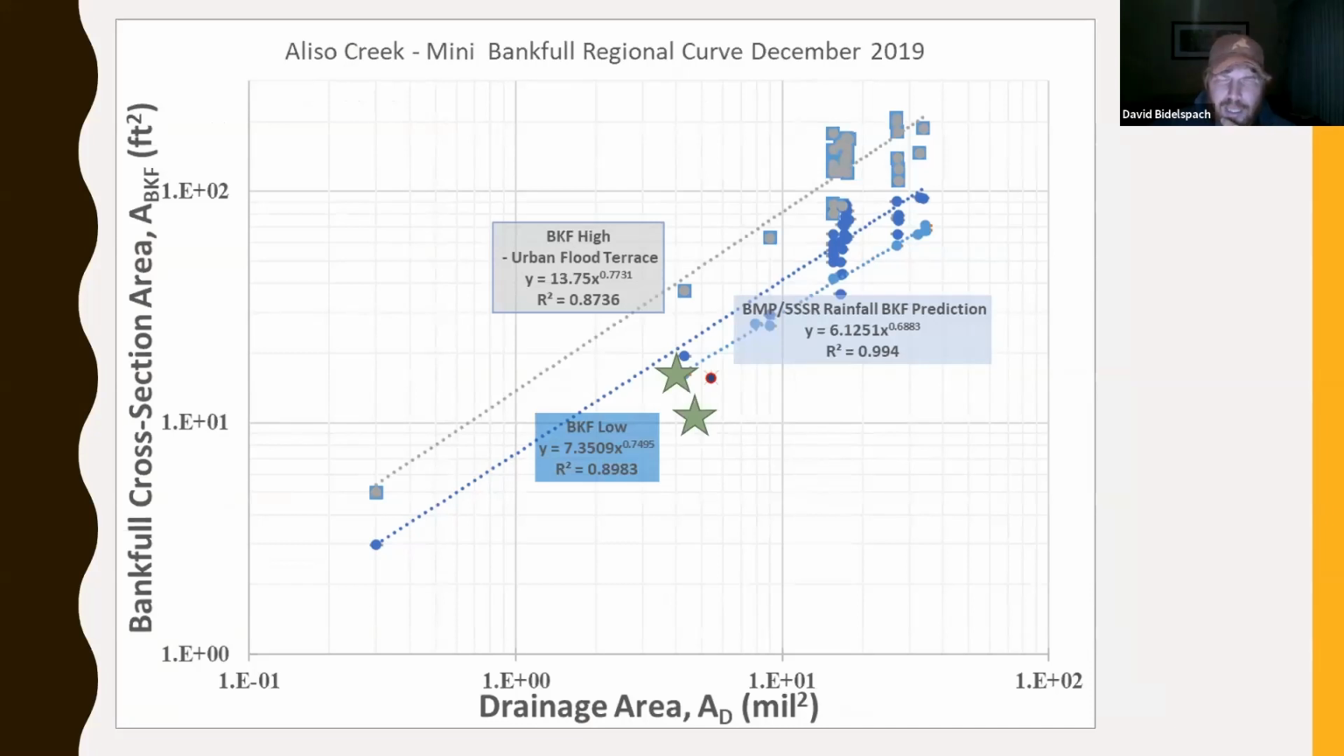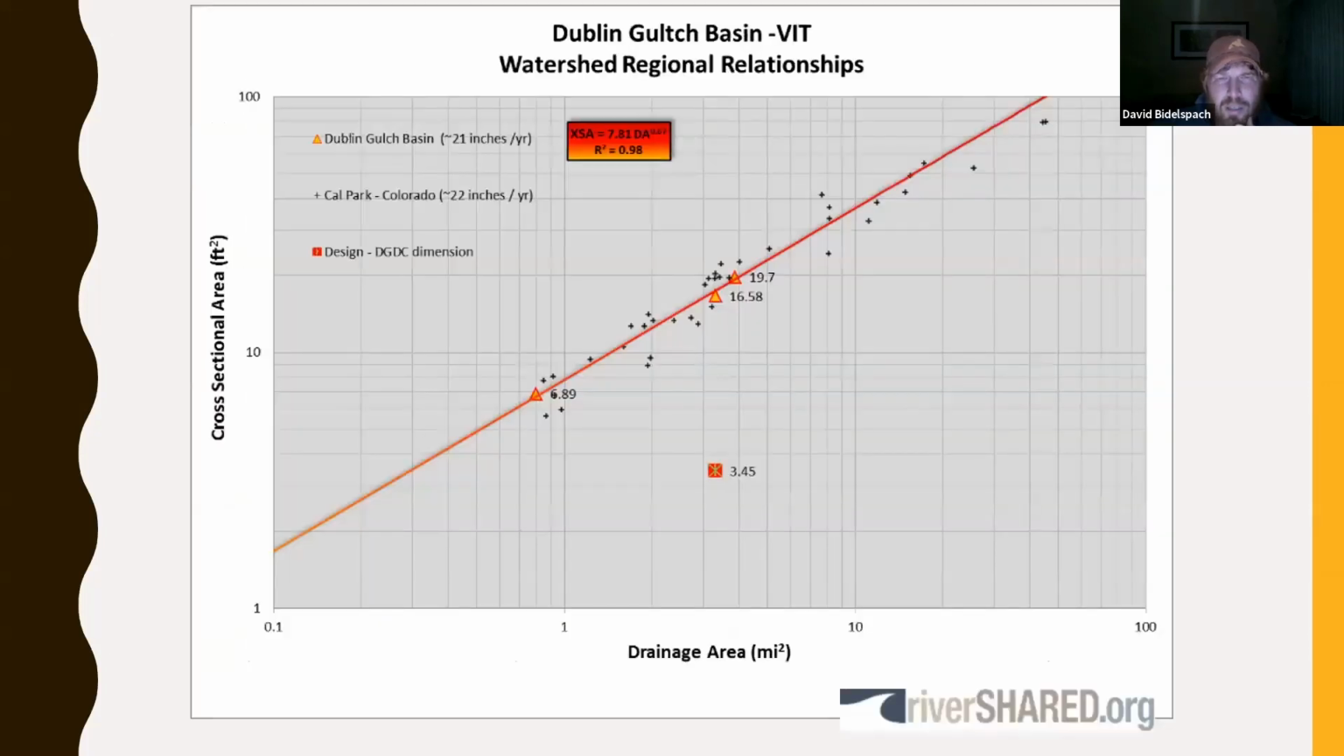So this is kind of a general process that we look at on streams. But if we don't have that, can we predict that based off of any one parameter alone? And years ago, when we went up to Dublin Gulch in Mayo, Yukon, we happened to compare a regional curve to a regional curve that was created in California Park a couple weeks earlier.